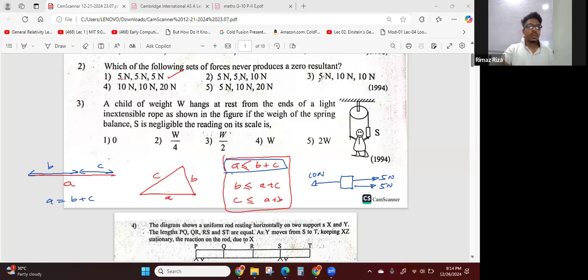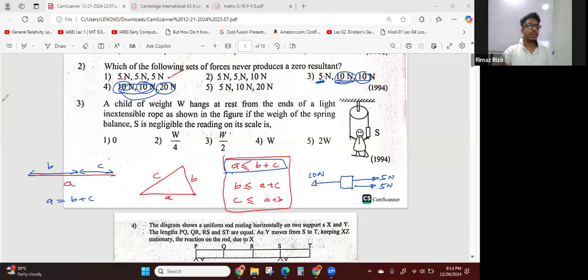Okay. So here 5 is less than the sum of these two. And this 10 is less than 5 plus 10, 15. And this 10 is less than 15. Okay. So here this 10 is less than 30. And this 10 is less than 10 plus 20, 30. And 20 is equal to 10 plus 10. So that is the equal condition where all the forces are parallel.